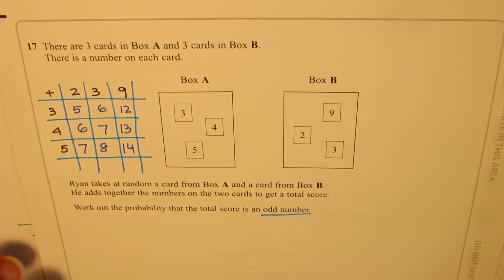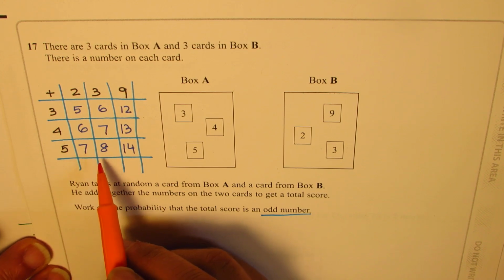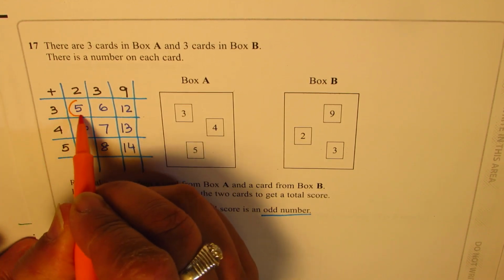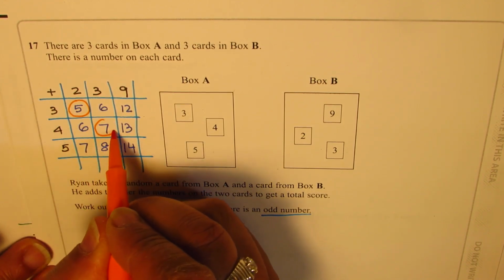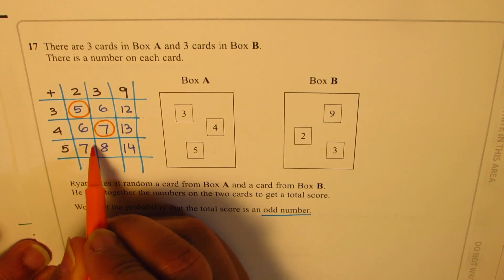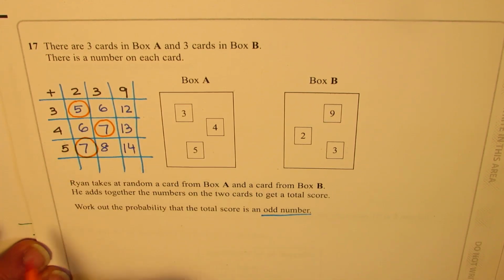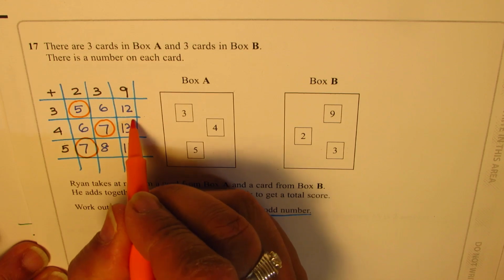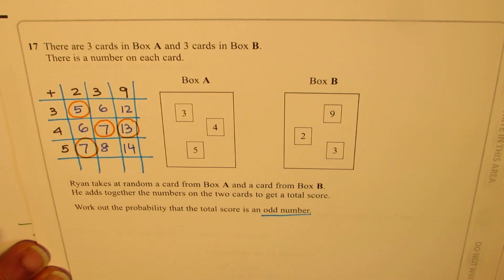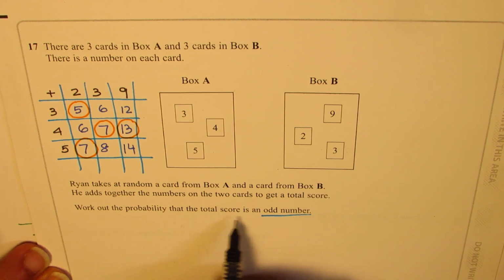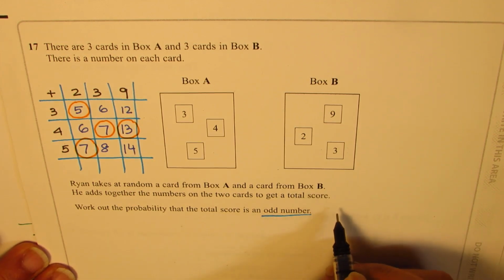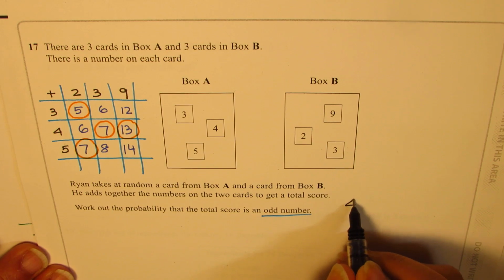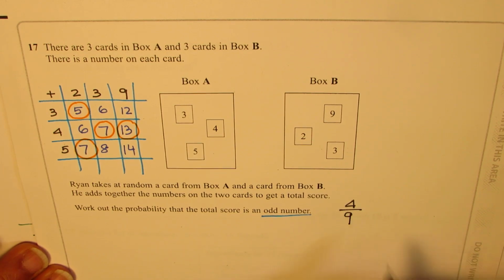So there are 9 total combinations. The odd numbers are 5, 7, and 13, right? So we have 4 of them as odd numbers. And therefore, the probability that the total score is an odd number is going to be 4 out of 9. Clear? So that is going to be our answer. We'll write down our answer and move forward.